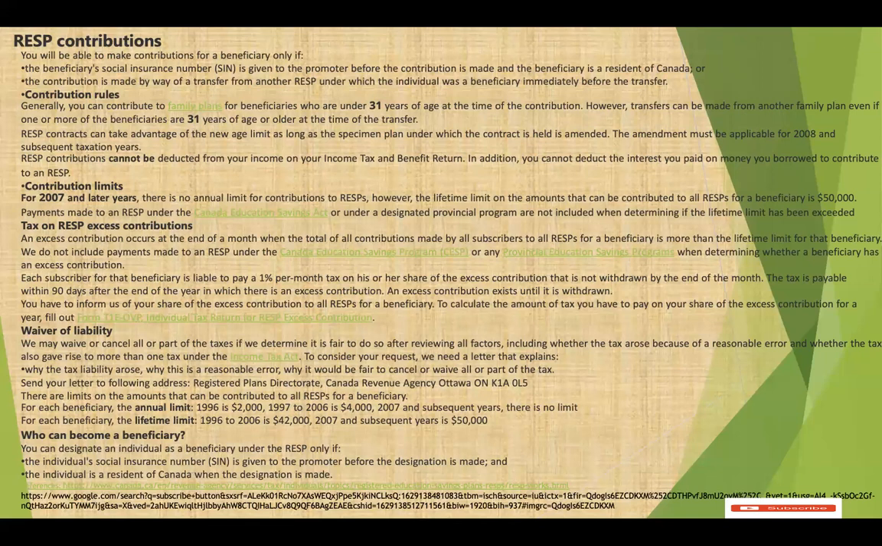So who can become a beneficiary? You can designate an individual to be a beneficiary if the individual's social insurance number is given to the promoter, and the individual is a resident of Canada when the designation is made.